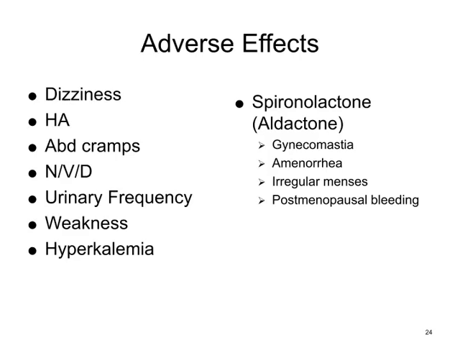Aldactone, on the other side, does have some specifics to it, which we should be aware of and share with our patients. So gynecomastia, amenorrhea, so that would be development of breast tissue, loss of the period, so they wouldn't potentially have a period or might be irregular, or postmenopausal bleeding.